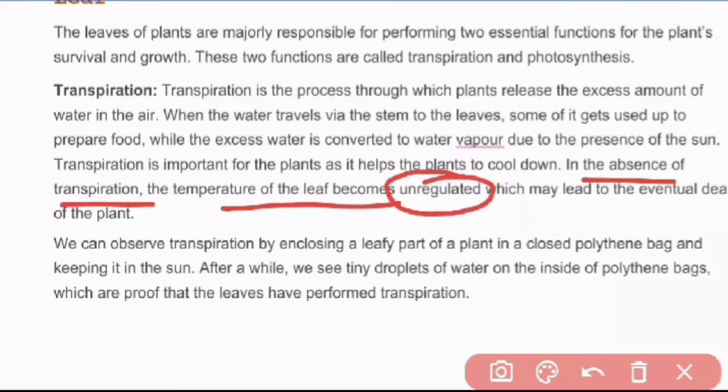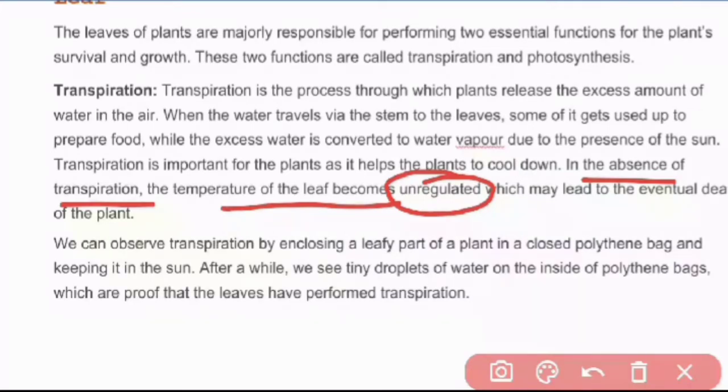You know very well, when we feel warm, when we feel hot, our body starts sweating. So if our body doesn't start sweating, all the poisonous material, the waste material, will remain inside our body. You know this very well. So the same is the case with plants. For plants also, regulation of temperature is very important, because they also feel heat.